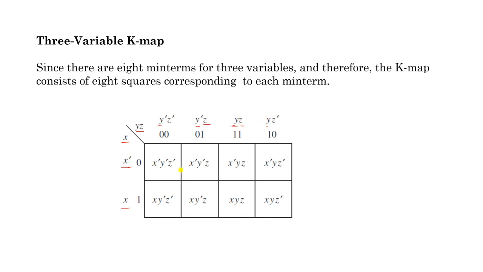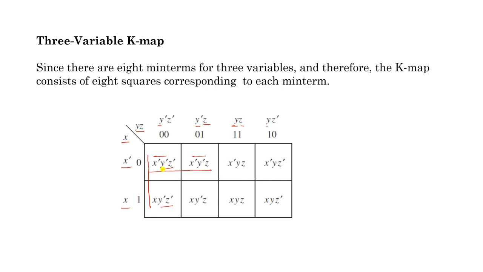So due to this, if you find any two terms of adjacent squares, whether in vertical direction or in horizontal direction, then you will see that there is a difference of only one literal. For example, if you take these two terms, x dash y dash is same, only the third literal is different. Similarly, if you take these two terms, y dash z dash is common, only the first literal is different. So this is the main point of K-map.